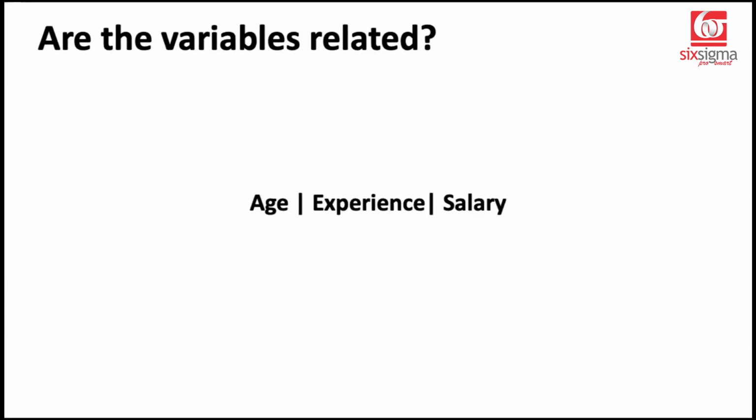Now, it so happens that generally when we capture data, the variables tend to be correlated. For example, let's say while trying to explain an outcome, you capture fields like age, experience, and salary.